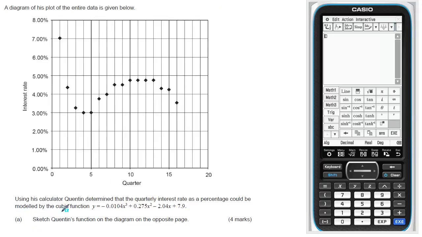Using his calculator, Quentin determined that the quarterly interest rate as a percentage could be modelled by the cubic function y is equal to negative 0.0104x cubed plus 0.275x squared, take away 2.04x plus 7.9. Sketch Quentin's function on the diagram on the opposite page, which I've actually got here.